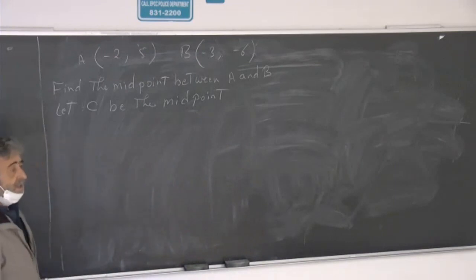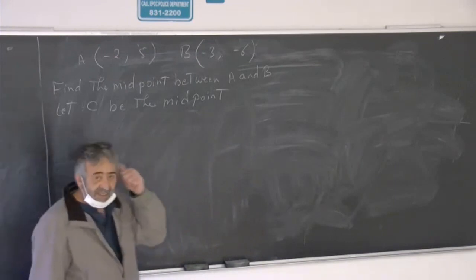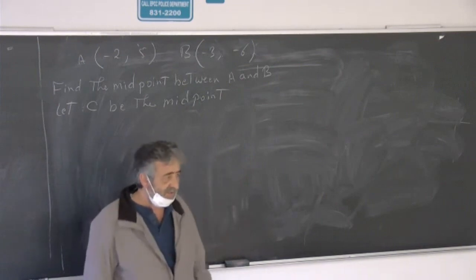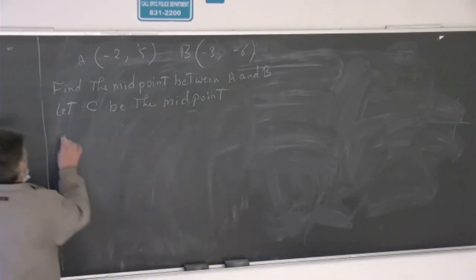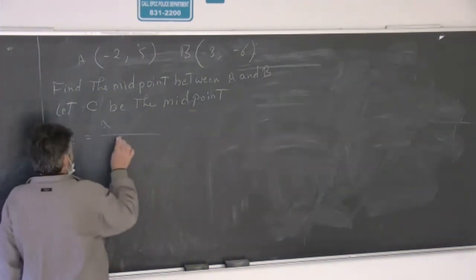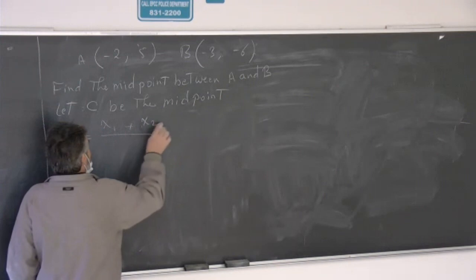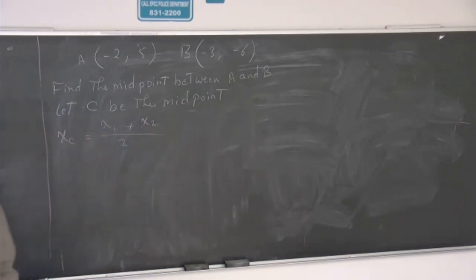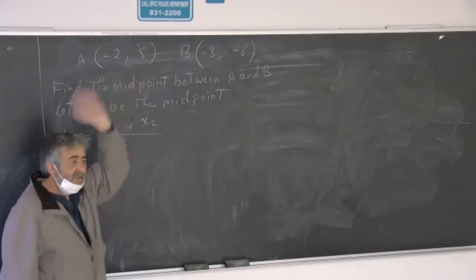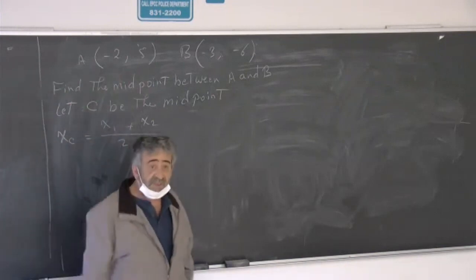So now we need to find two things. We need to find x of C. We also need to find the y of C. Yeah? Then xc is x1 plus x2 over 2. Now, which one is x1? Which one is x2? Does it matter? Really doesn't. Why? Because we are adding. If I switch those around, does it matter? No. So you choose which one you want x1, which one you want x2.